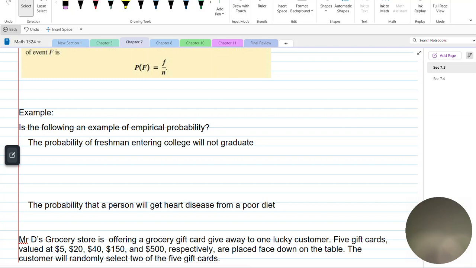Is the following an example of empirical probability? The probability of a freshman entering college, let's see what that is, entering college will not graduate. Is that empirical? And that is empirical because we're having, in this case, a capital F of an event, a lot of them, and a prediction, and that means previous information or data collected. So this is empirical.